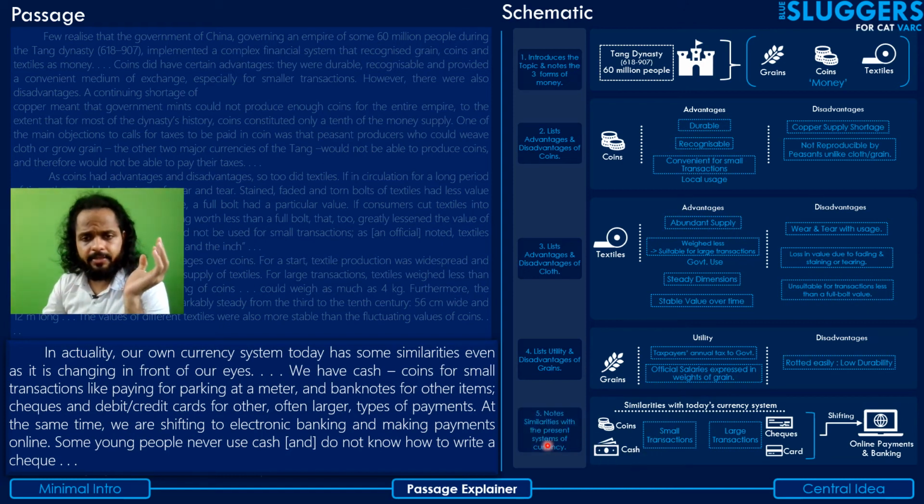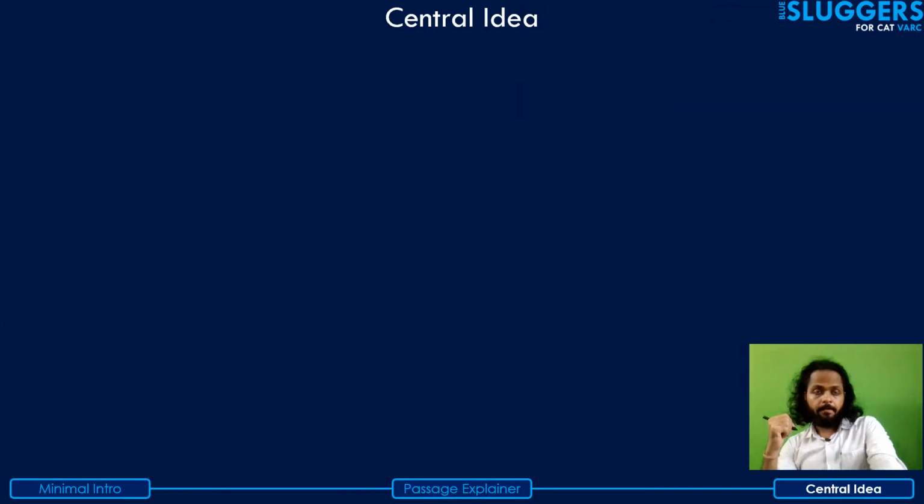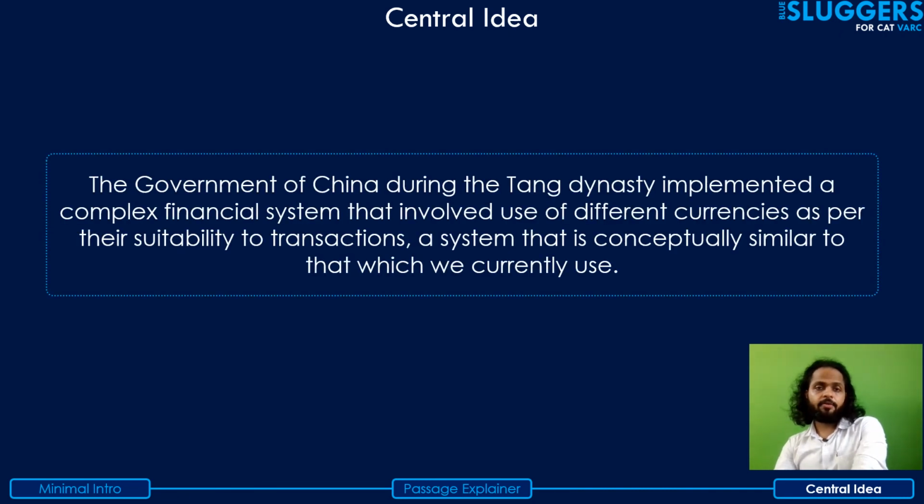What he has done here is he has noted the similarities with the present system of currency, mainly, and has talked about how even that is changing in our case, how we are moving on to online platforms in banking. Okay. The central idea of the passage can be summed up by the following lines. The government of China during the Tang dynasty implemented a complex financial system that involved use of different currencies as per their suitability to transactions, a system that is conceptually similar to that which we currently use.